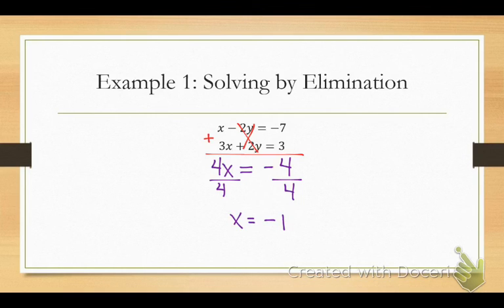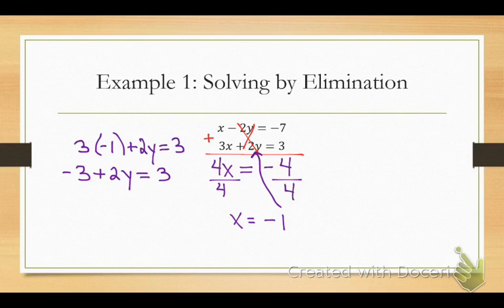All right, now I need to solve for y. So my preference is to use the equation that has a positive y value. I don't like dealing with negatives. It opens me up to make a mistake. Okay, so I'm going to come up here and I'm going to say 3 times negative 1. Where did that come from? I plugged in negative 1 for x. Okay, plus 2y equals 3. Negative 3 plus 2y equals positive 3.